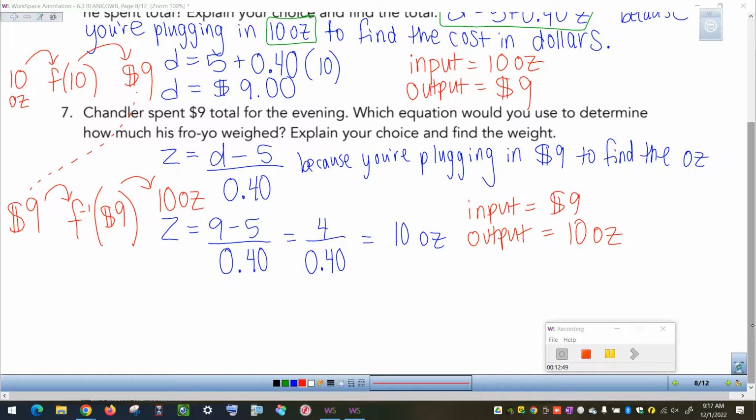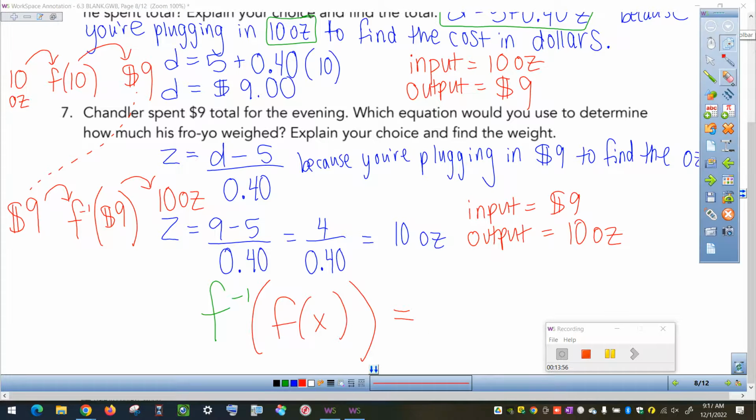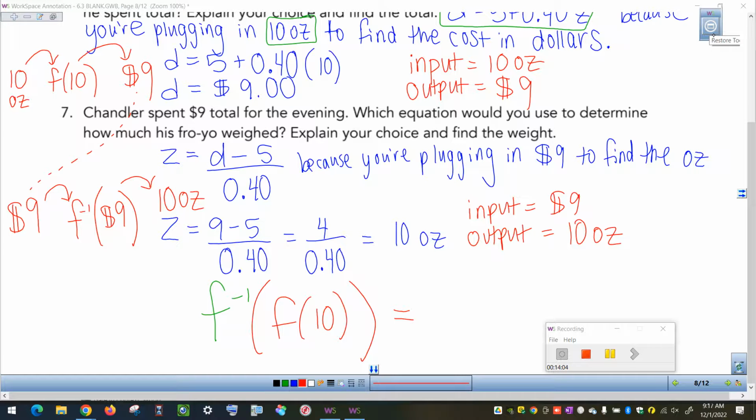And so there's actually another way that we could write this connection between Henry's problem and Chandler's problem, and that looks like this. It would be doing f inverse of f of x. Now I'm not going to do an x there. What was the amount that we plugged in? That was the 10 ounces. Okay, let's connect it first to our numbers. So it's kind of like we just did f inverse of f of 10, okay?